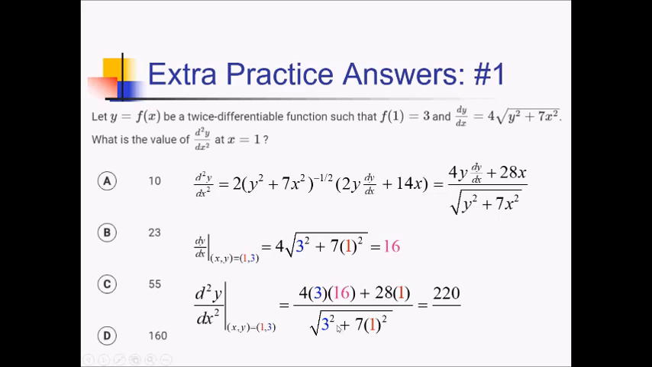Down here, this is kind of familiar. We did this up here, but this is 9 plus 7, square root of 16, which is 4. So now we have 220 divided by 4. Well, let's see here. 200 divided by 4 is 50. 20 divided by 4 is 5. So this is 55, giving us answer choice C.